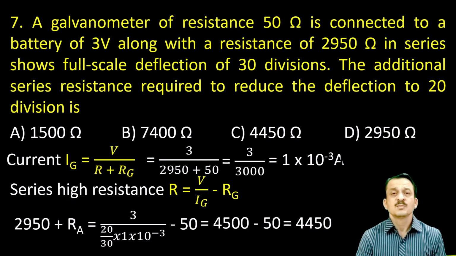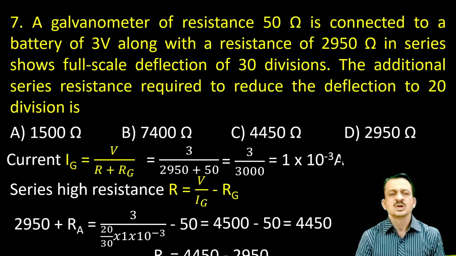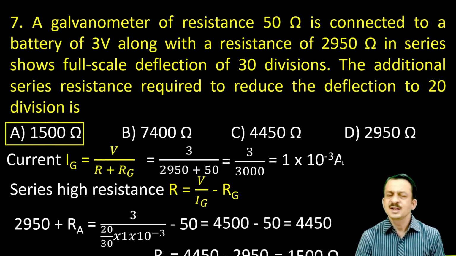Now this is both the initial series high resistance plus the additional resistance Ra. But here they have asked what is the additional resistance Ra. That we have to calculate. Therefore, Ra is equal to 4450 minus 2950. Now, if you subtract, I will get 1500 ohm. Hence, A is the right answer here.